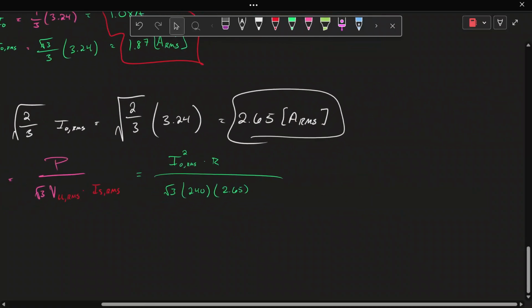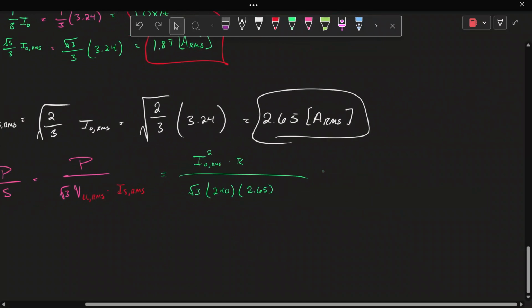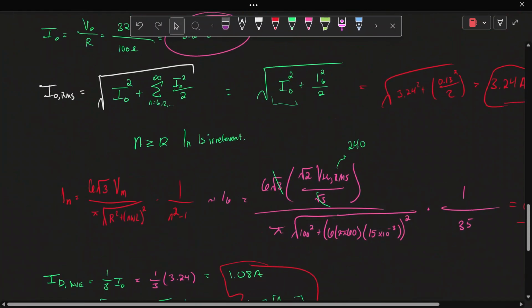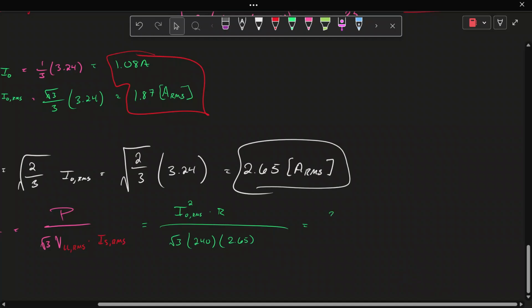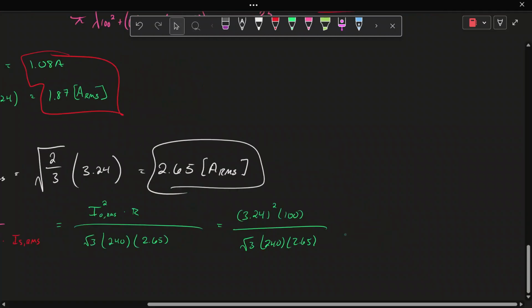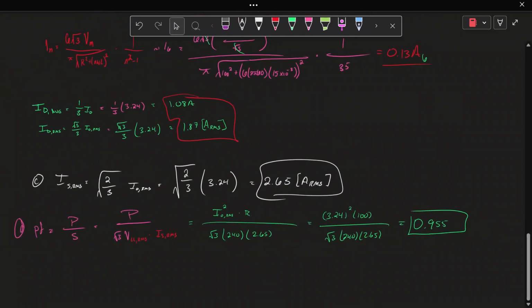Now, I_O,RMS, what is that? This is 3.24. So 3.24 squared times the resistance, 100, divided by square root of 3 times 240 times 2.65. Now, whenever we plug this into our calculator, we get about 0.955. And that's our final answer for power factor.